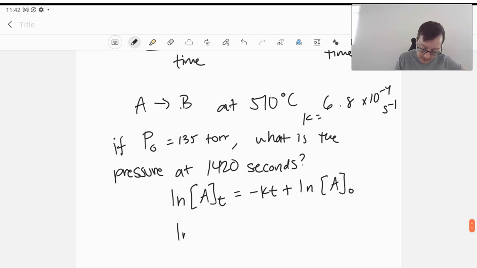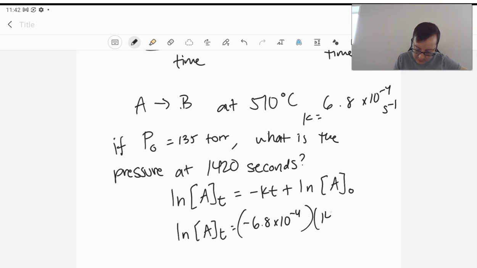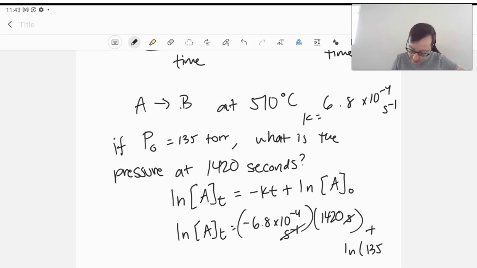So if we're looking for this, we can plug in what we know. We have negative 6.8 times 10 to the negative 4. We have 1420. Notice that we had seconds and inverse seconds. Those cancel out, which is what we should see. Plus, we have the natural log of 135. Again, we can use torr here. Any pressure unit's fine. We'll just get the same pressure unit at the end. So, we simply need to figure this out.